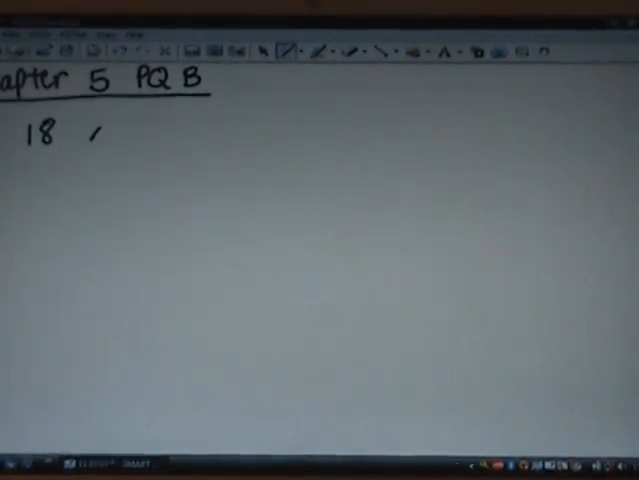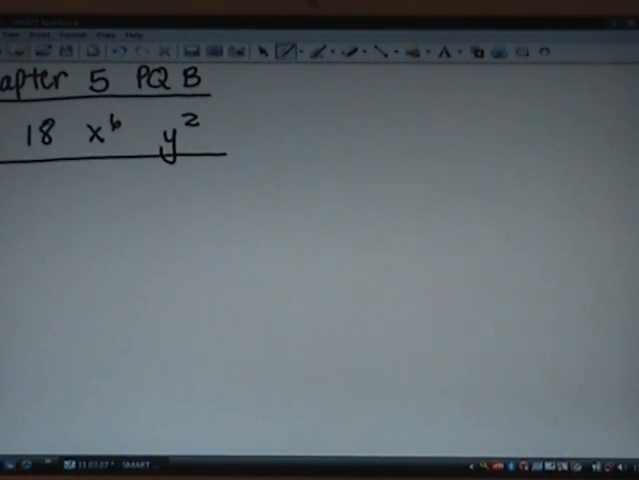18x to the 6th y to the 2nd over negative 9x to the 2nd y to the 5th. I started explaining this this way for period 3, and I think it helps some people. Some of you look at the whole problem all at once and then kind of panic, like, oh my gosh. But if you split it up in your brain and look at each section one at a time, it's really very easy.